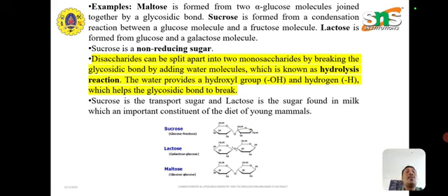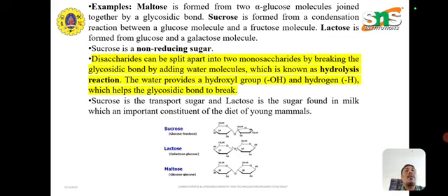Sucrose is formed from the condensation reaction between a glucose molecule and a fructose molecule. Lactose is formed from glucose and galactose molecules. Sucrose is a non-reducing sugar. The disaccharide can be split apart into 2 monosaccharides by breaking the glycosidic bond by adding water molecules. So when we join, water is removed. When we need to split, we add water molecules, which is called hydrolysis. Hydro means water, lysis means breakdown. So with the help of water, we are breaking down the molecules.